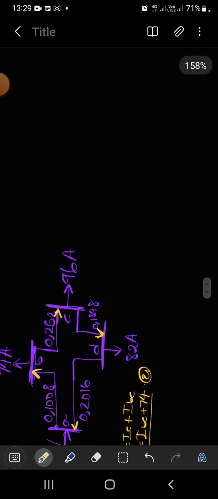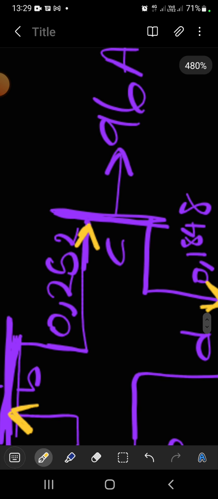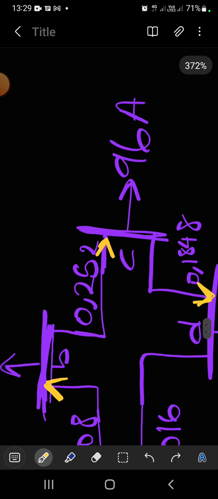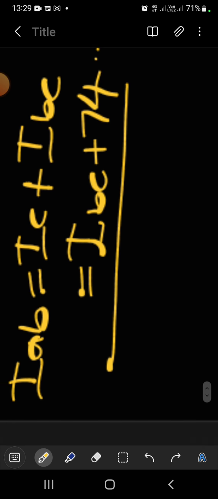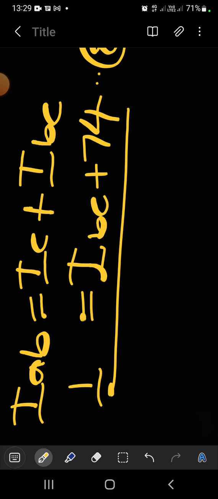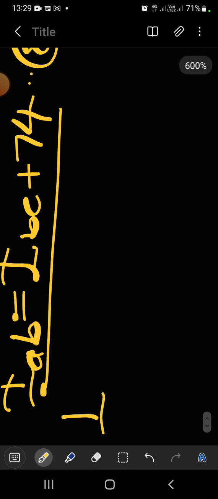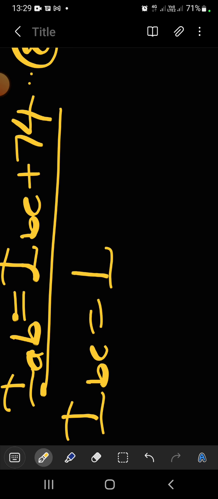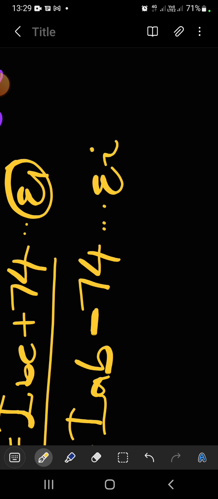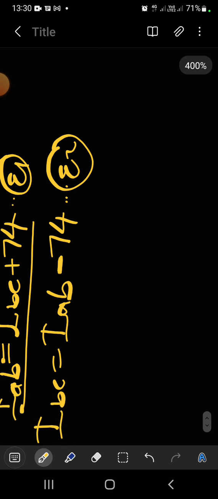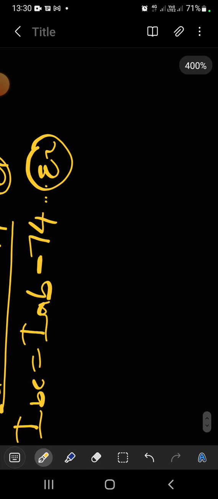So now we're going to find BC, this one right here. Good. So BC is leaving bus bar B, right? Meaning we're just gonna manipulate this formula, now make BC the subject of the formula. So BC is equal to AB minus 74. That's equation 2. Good. Now I'm gonna underline it as well.